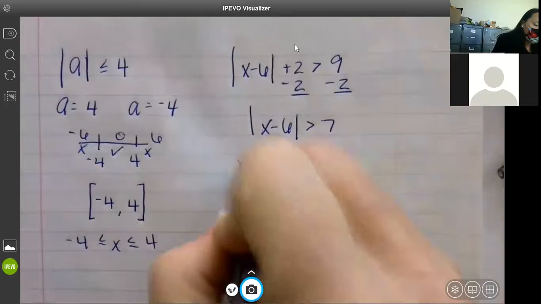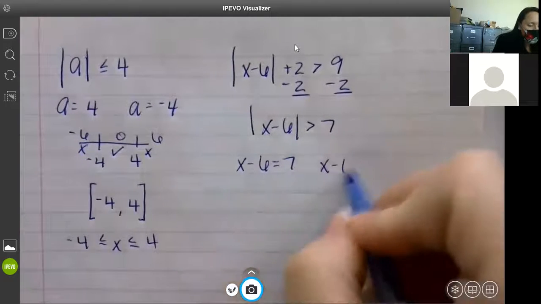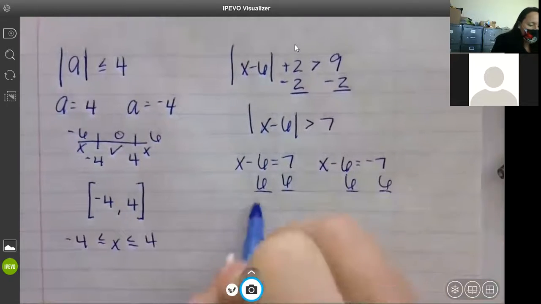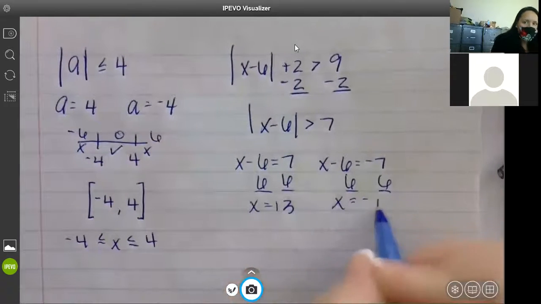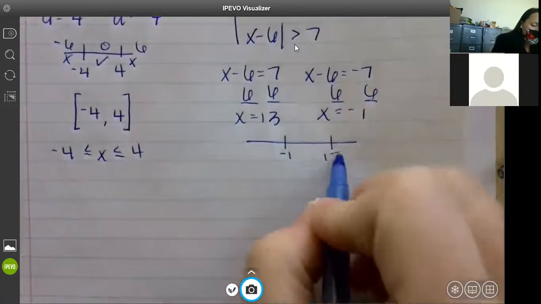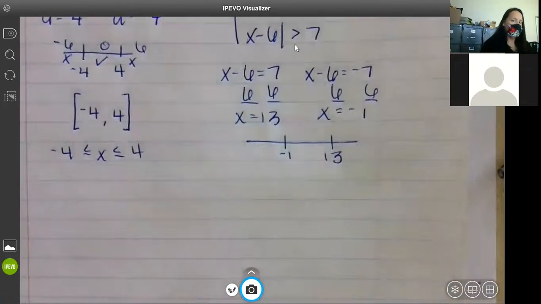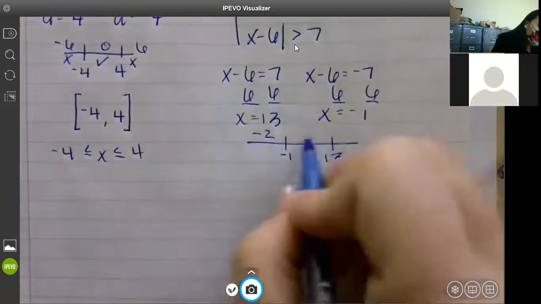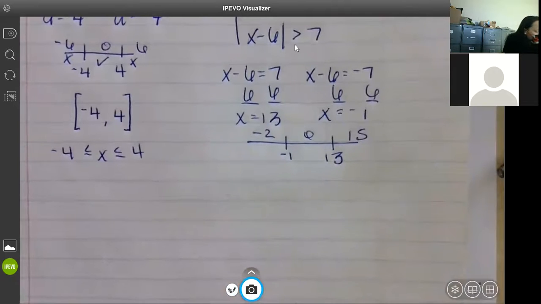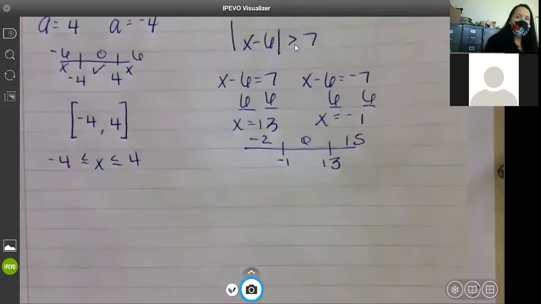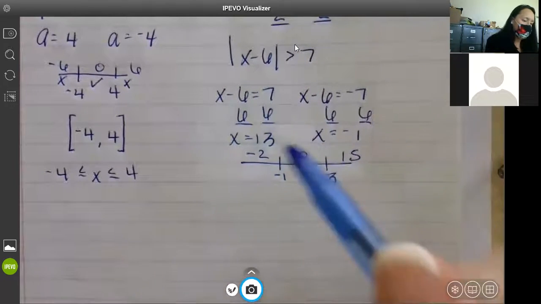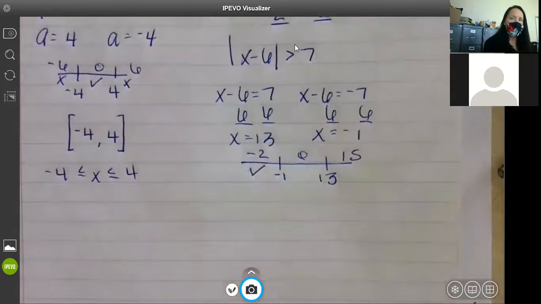And then we set up two equations, x minus 6 equals +7 and -7. We add 6. We get 13 and -1. We make our chart. -1 comes first and then 13 on a number line. Remember, that's a number line. We're going to pick -2, 0, and 15. All right. When I plug in -2, -2 minus 6 is -8. 8 plus 2 is 10, which is greater than 9.